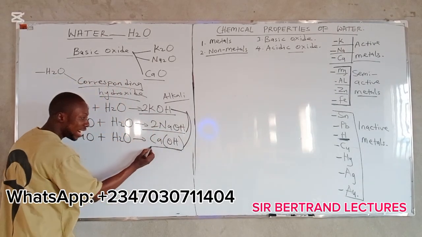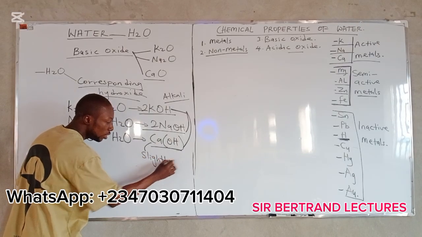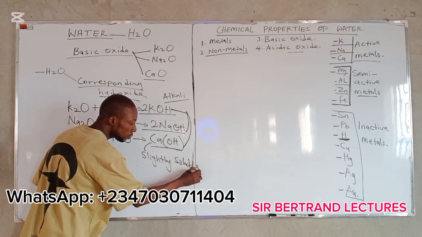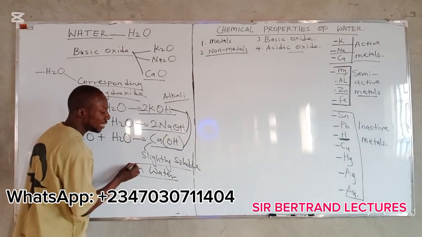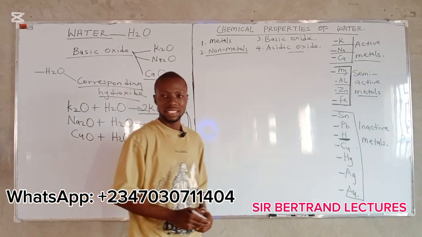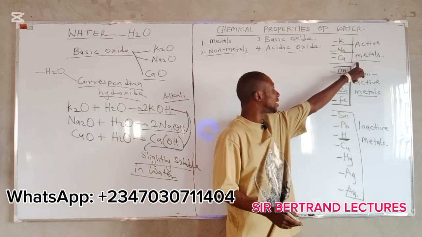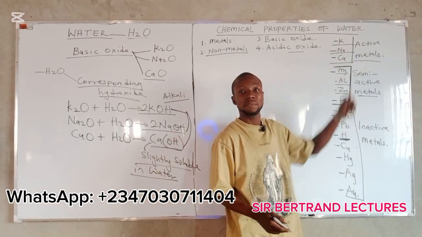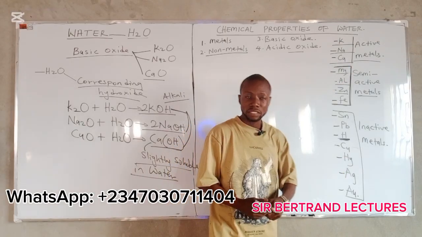But this guy here, calcium hydroxide, is only slightly soluble in water. That is calcium hydroxide. All right? Because it is the least in the reactivity series of the active metals. The least reactive of the active metals here is calcium.